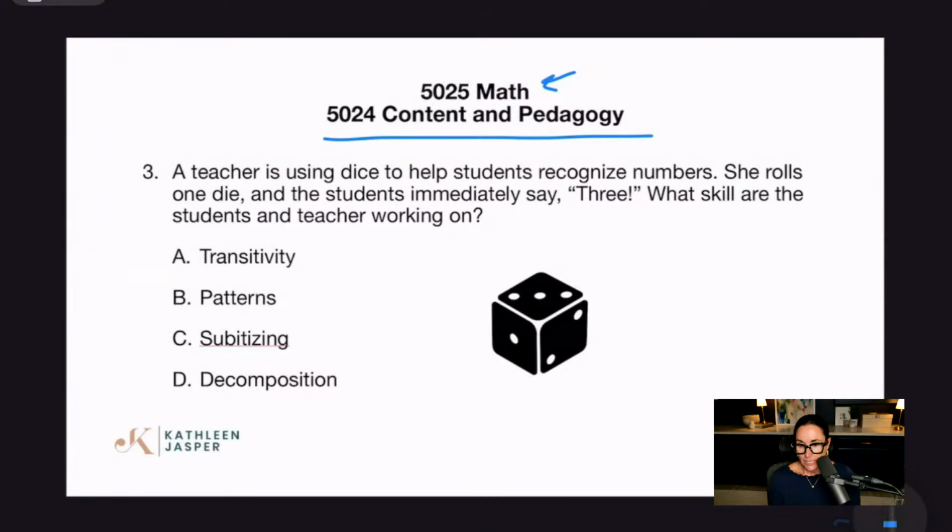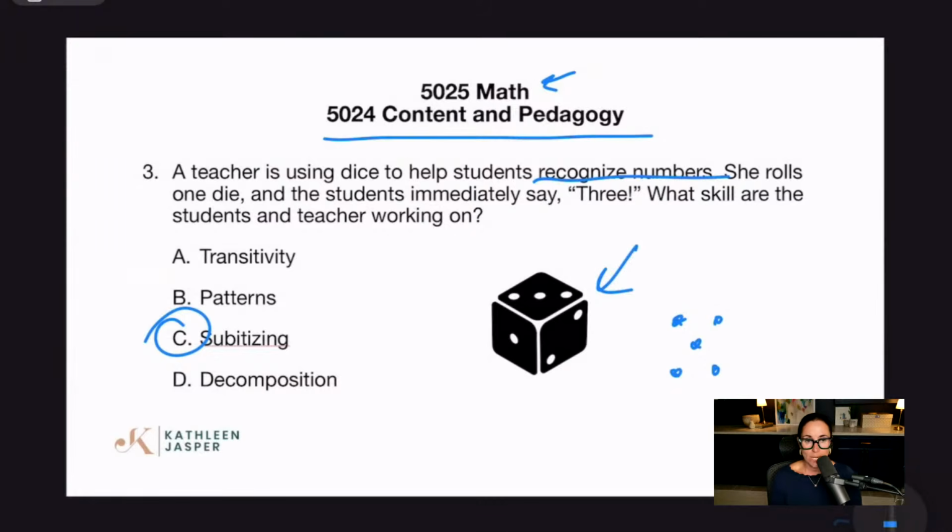All right. Now, right away, I see that I have a die here. A teacher is using dice to help students recognize numbers. She rolls 1 die and the students immediately say 3. What skill are the students and teacher working on? All right. This is subitizing. When you can automatically look at something and see 5 or 3 or 2, that's a really important math skill.